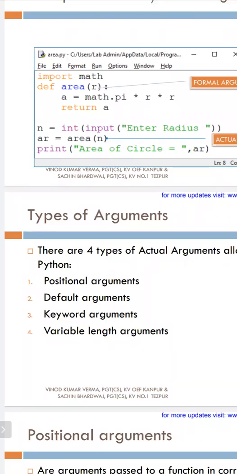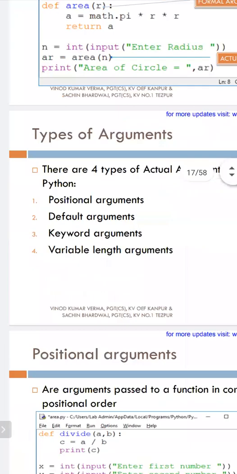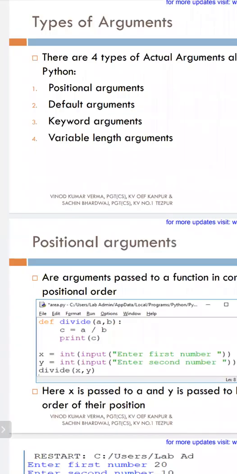So these things we are going to see at the end of the function chapter. Initially we have discussed with the example program positional arguments, default arguments, and keyword arguments. Last class we discussed the keyword argument, and I hope you remember it. Positional argument means the position will not be changed.